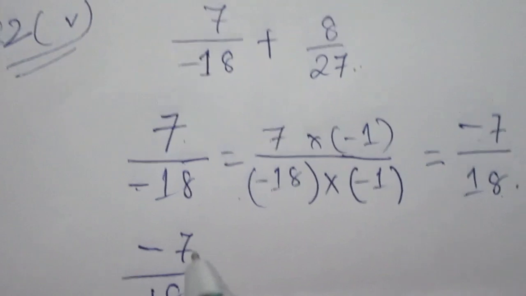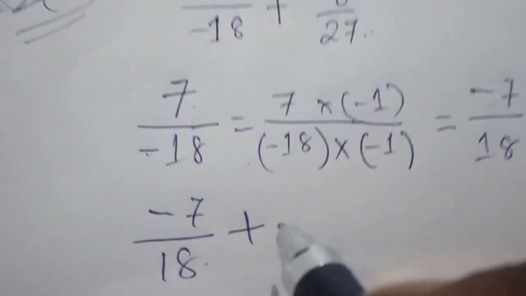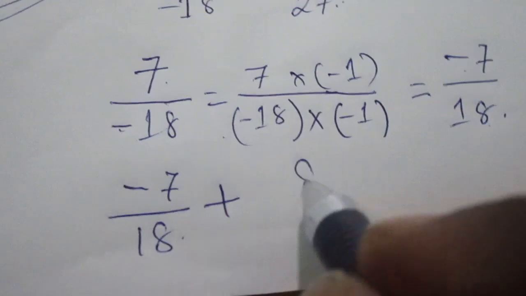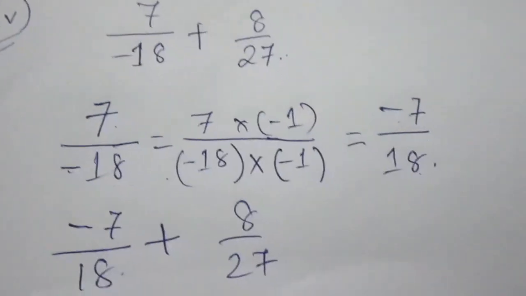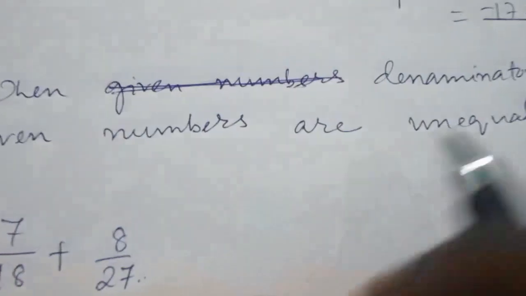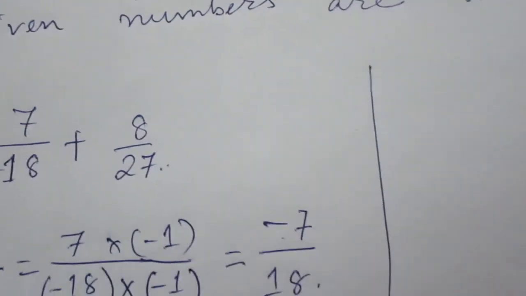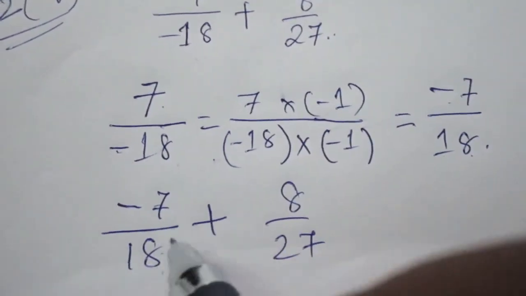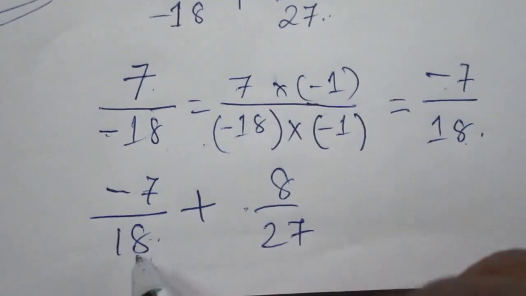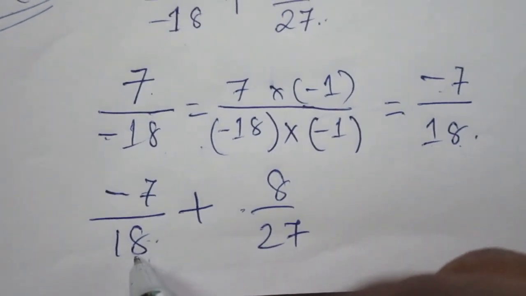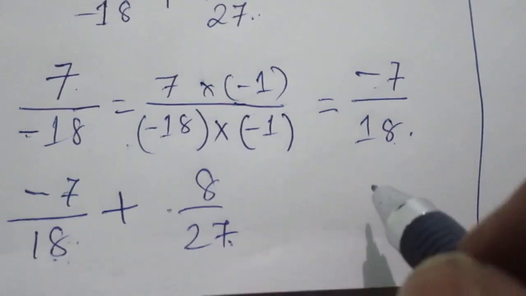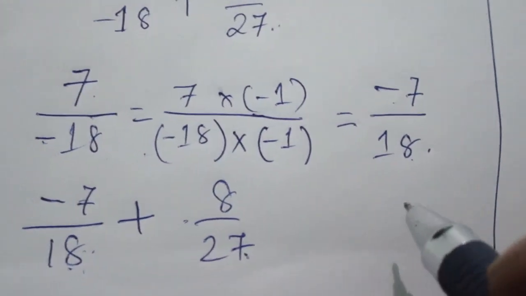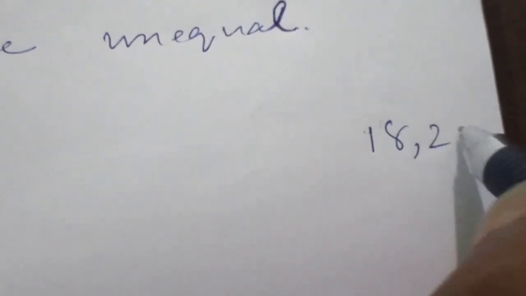So in place of 7 by minus 18, we can write minus 7 by 18. So minus 7 by 18 plus 8 by 27. Now how can we do it? I am continuing here. In the last step we got minus 7 by 18 plus 8 by 27. Here the denominator is 18 and here it is 27. So we have to find the LCM of 18 and 27. So how can we find it? I am going to explain here. LCM of 18 and 27.